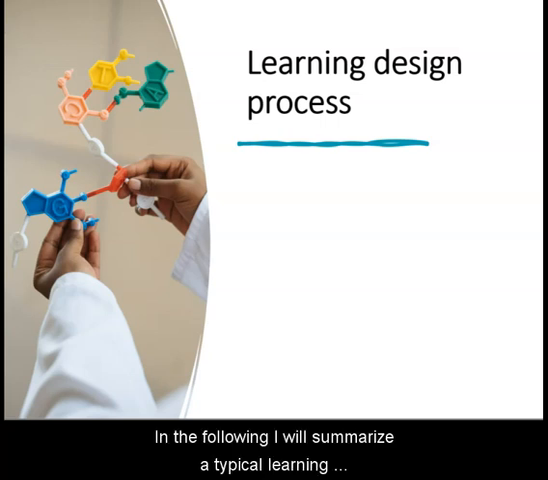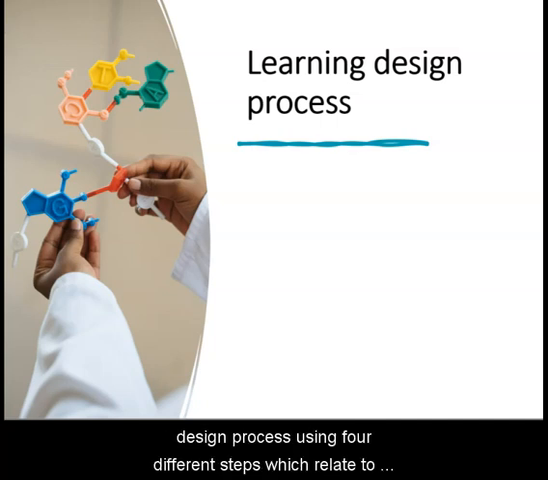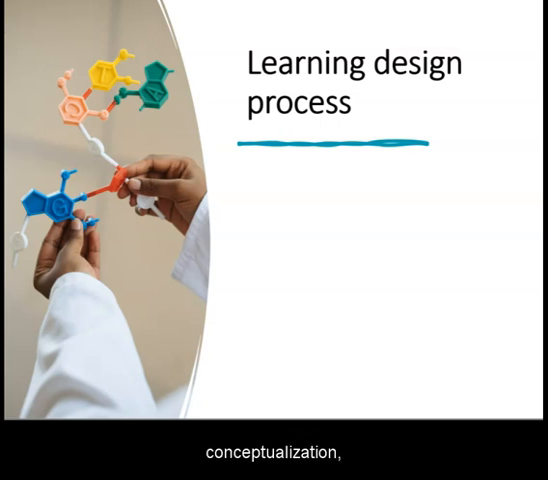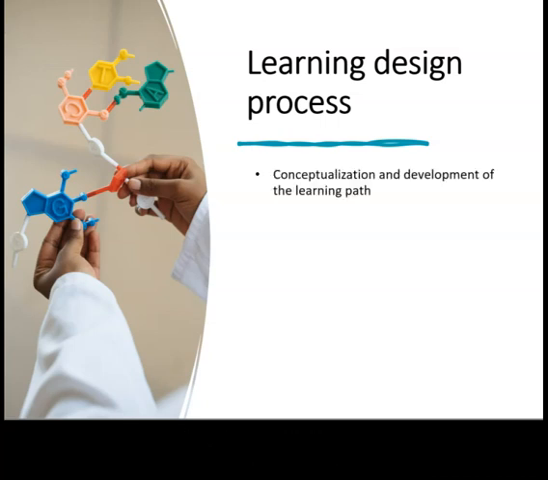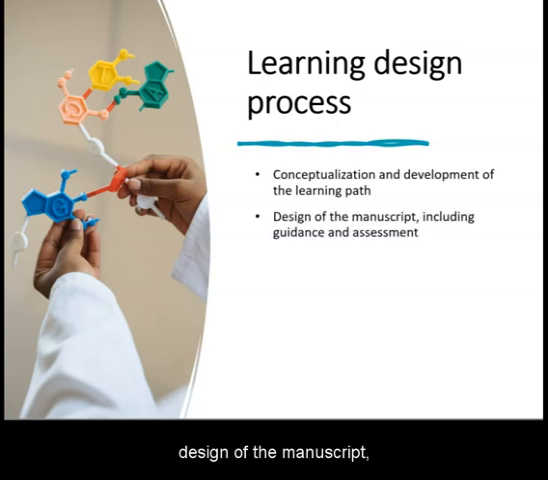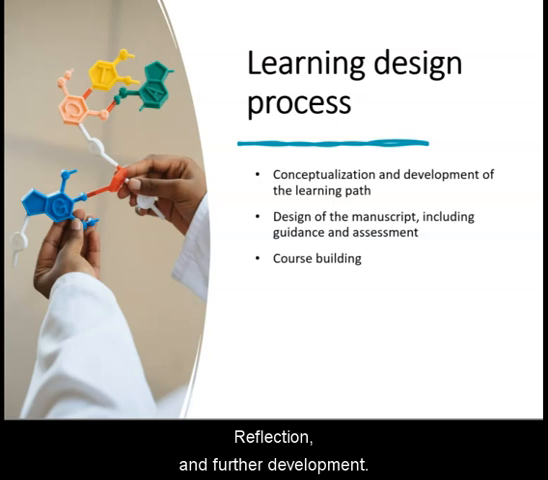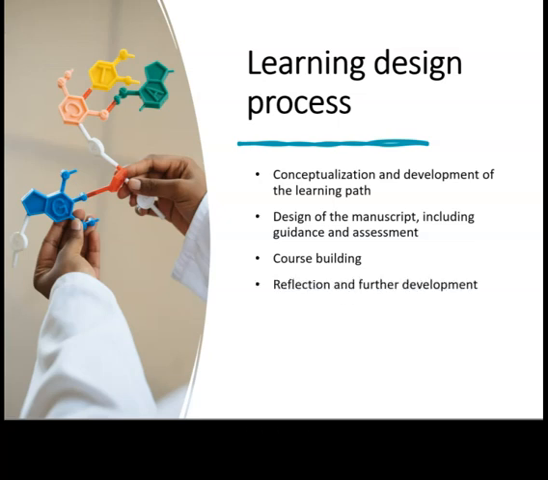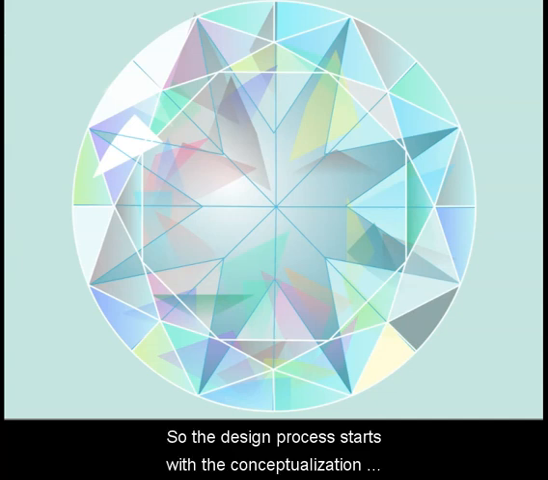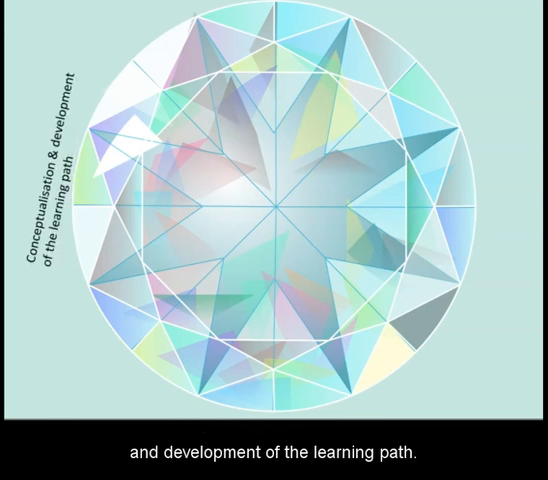In the following, I will summarize a typical learning design process using 4 different steps which relate to conceptualization, design of the manuscript, course building, reflection, and further development. Let's start with the first step. So the design process starts with the conceptualization and development of the learning path.